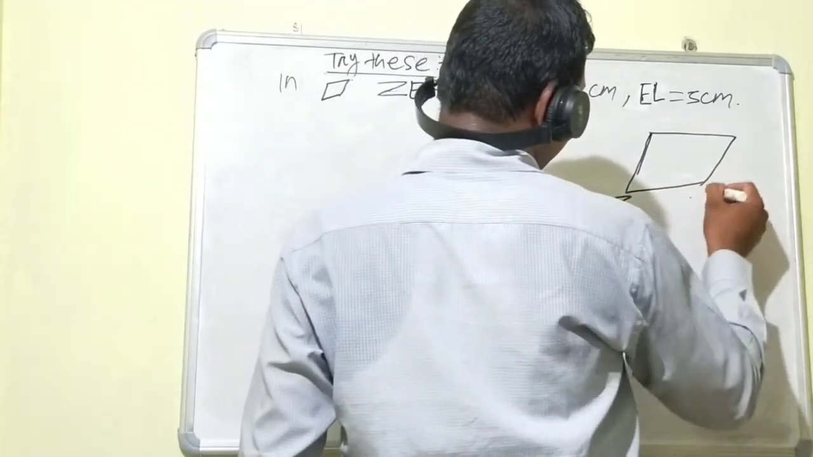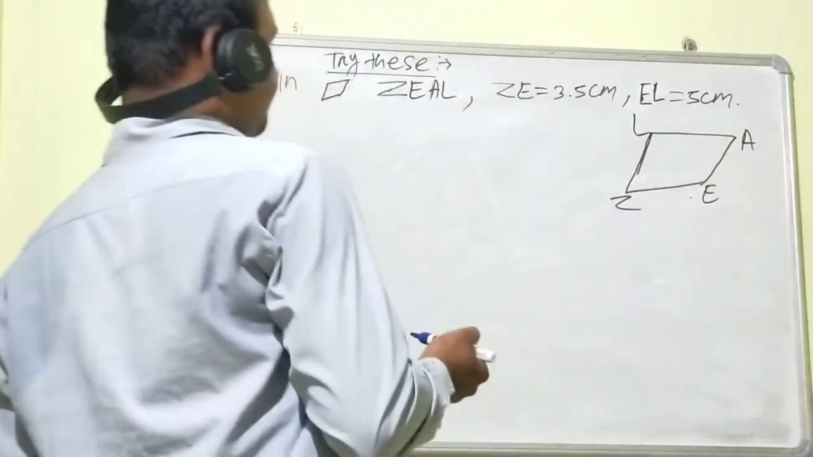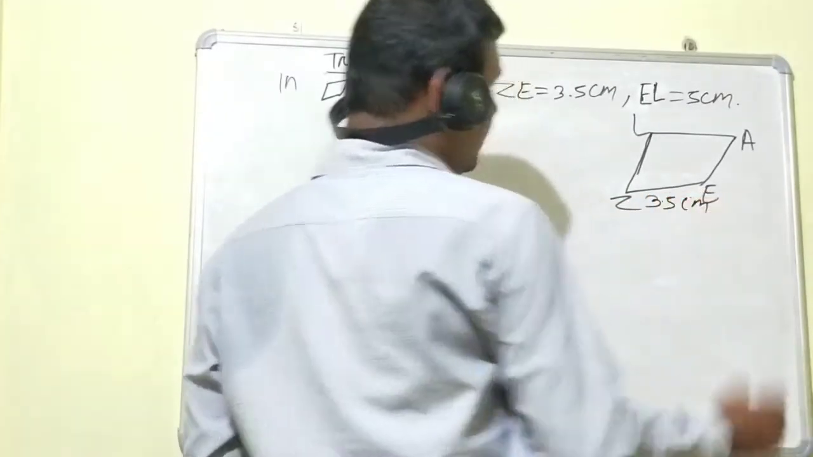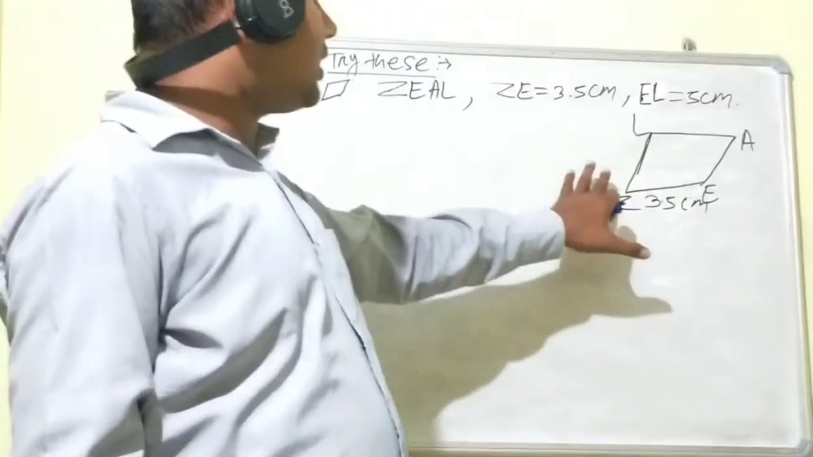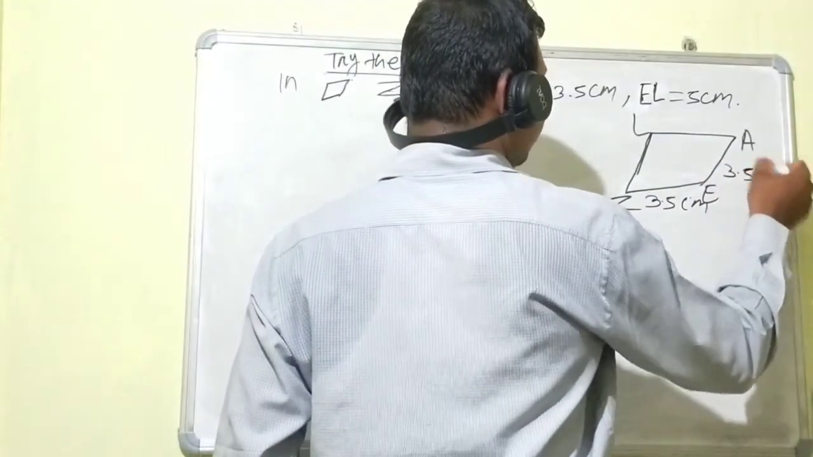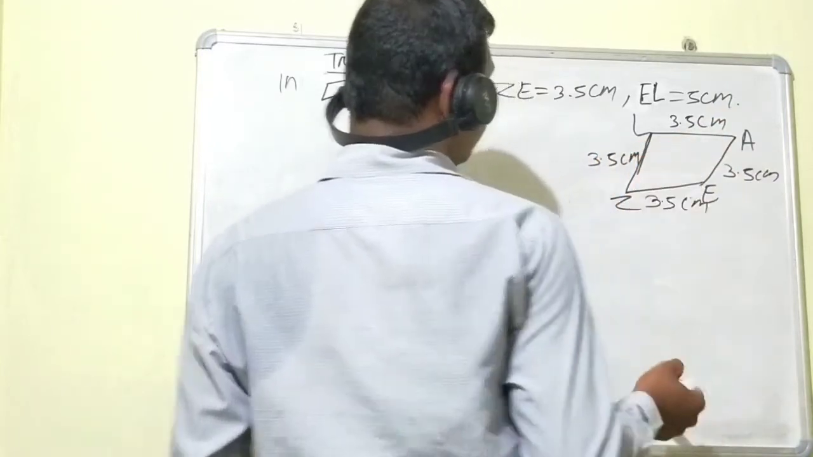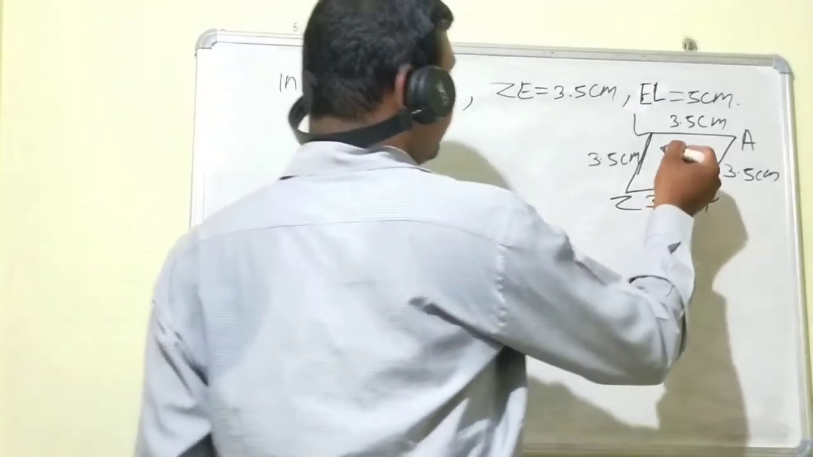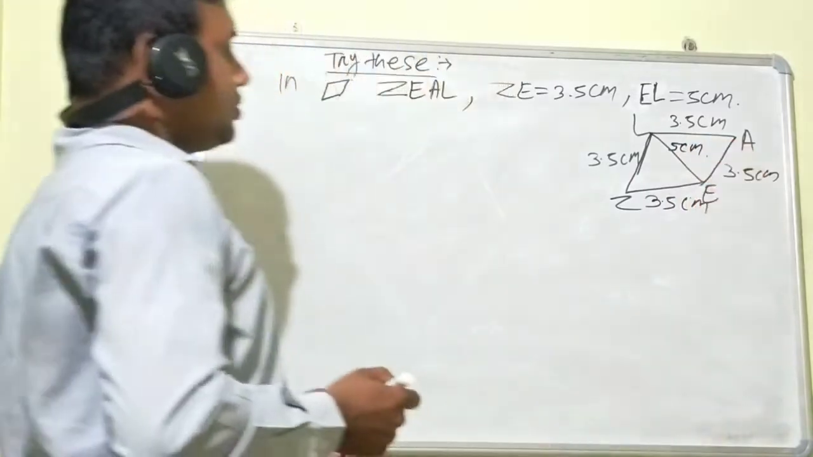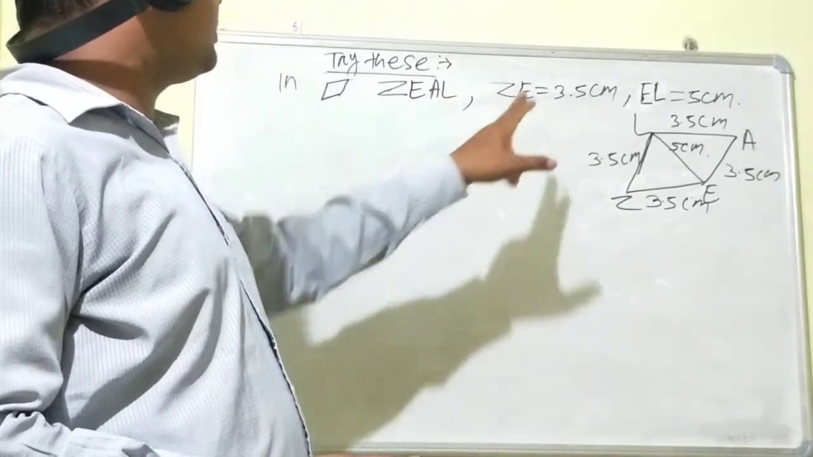Suppose ZEAL is a rhombus. Here ZE, one side, is given as 3.5 centimeter. As it's a special property, all its sides are equal in measure. So we'll take all other sides as 3.5 centimeter. And the diagonal EL is given as 5 centimeter. So we'll construct the rhombus using this data.